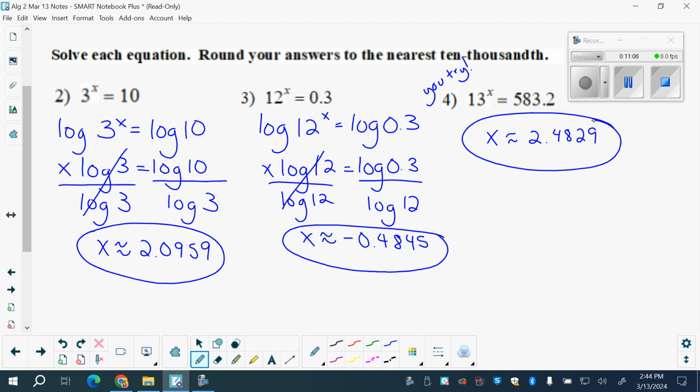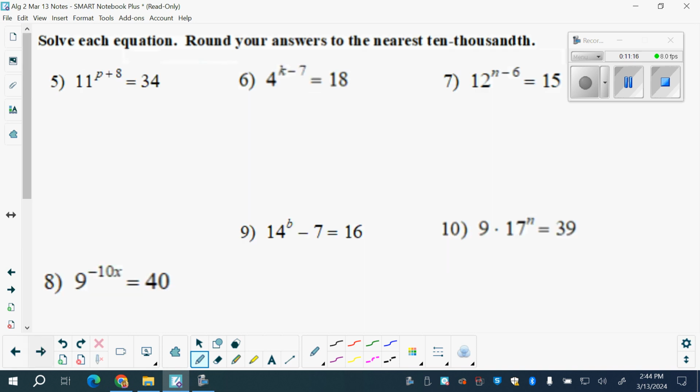So it's rounded to the nearest 10,000th. So you look at the 9. The number next to the 9 is 0. Good question. Okay, number 5.